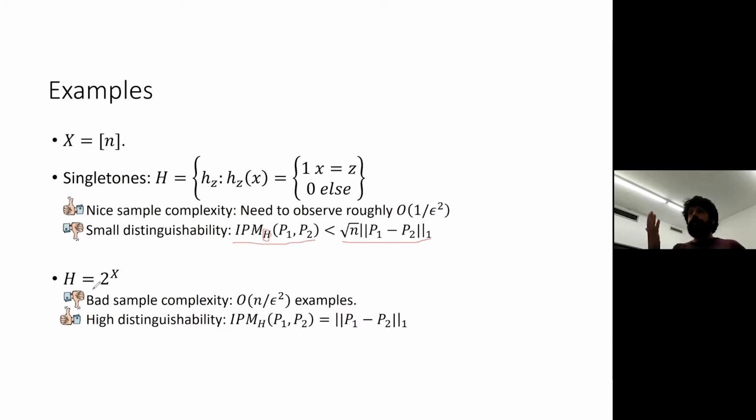On the other hand, you can take as your hypothesis class the whole set of functions. In that case, you would need to see a lot of examples. So if you want to pass this test, if you want to learn this test and do discrimination, then you would need N over epsilon squared examples, which can be very, very bad in many cases. On the other hand, the distinguishability is very nice because you are basically learning the total variation between the two distributions.